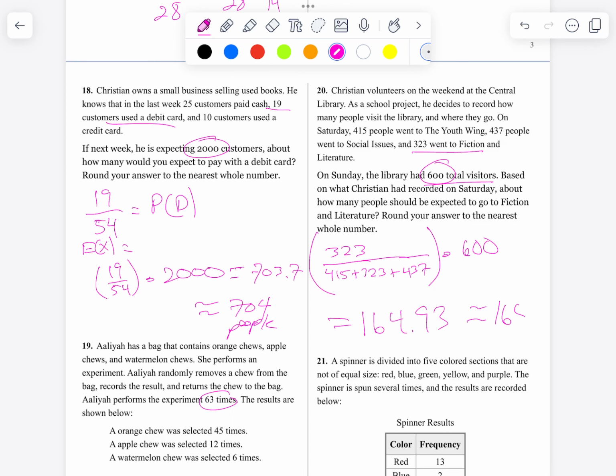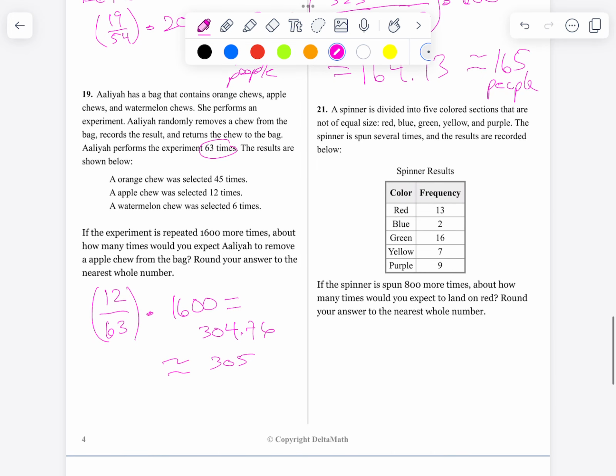Or about 165 people. All right, a spinner divided into 5 colored sections that are not of equal size, and they're split up in these colors. The spinner is spun several times, and the results are recorded. If the spinner were spun 800 more times, about how many times would you expect it to land on red?